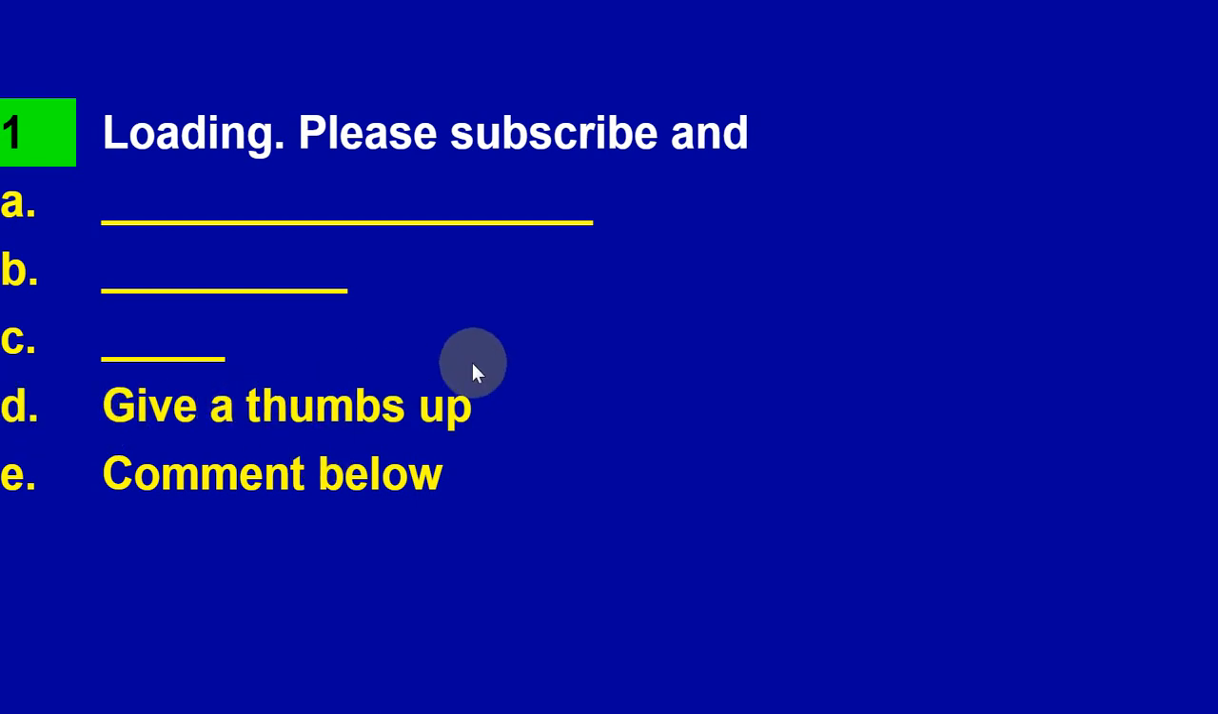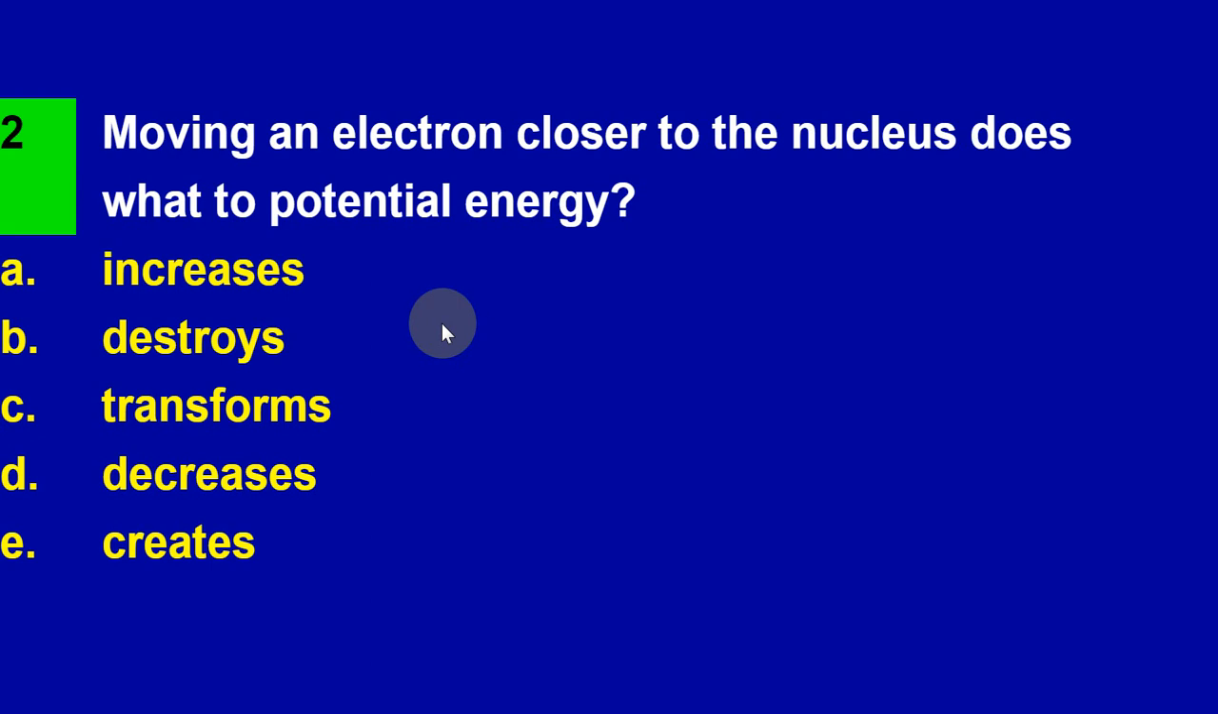So let's get started with Chem review. Moving an electron closer to the nucleus. What's the difference between moving closer to the nucleus and away from the nucleus? If you go away from the nucleus, energy is going to go up. So moving closer to the nucleus, potential energy should decrease.